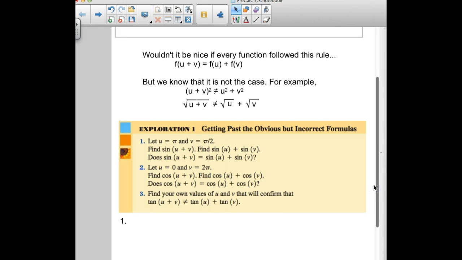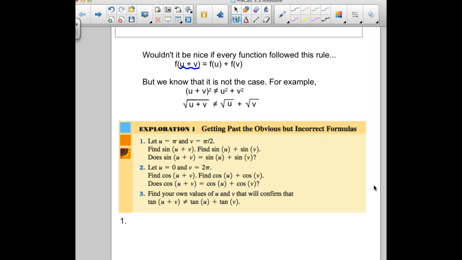Wouldn't it be nice if every function followed this rule, that the function's value at a sum is the same as the sum of the two different functions' values? But we know this is not the case. For example, if we took u plus v, that quantity squared, it is not equivalent to the square of each one separate and then added together. Same with a square root, we can't split that apart. We are allowed to split apart a multiplication one. However, we cannot split apart a sum.